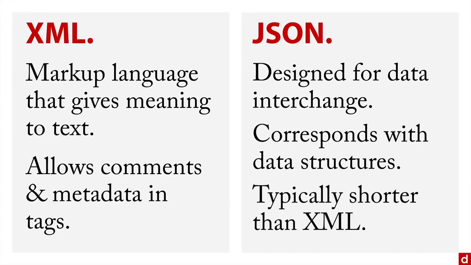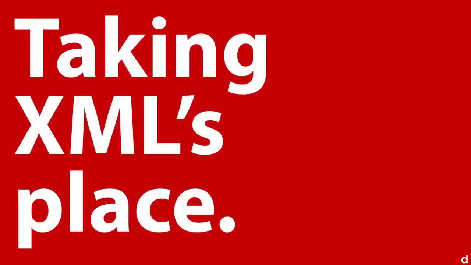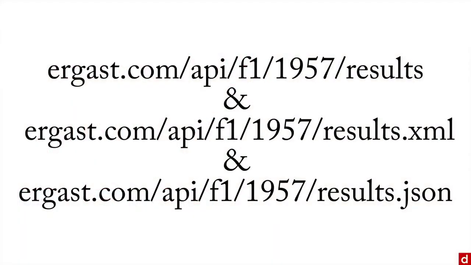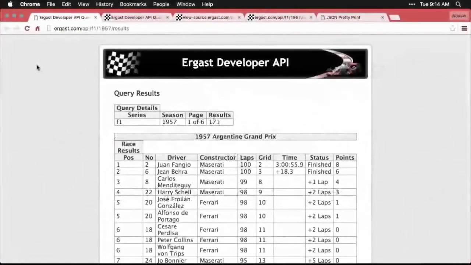As a result of these differences, JSON is basically taking XML's place in web data. XML still exists, still used for a lot of things, but JSON is slowly replacing it. And we'll take a look at the comparison between the three by going back to the example we used in XML. This is data about Formula One car races in 1957 from Ergast.com. And so you can just go to the first web page here, and then we'll navigate to the others from that. So this is the general page.